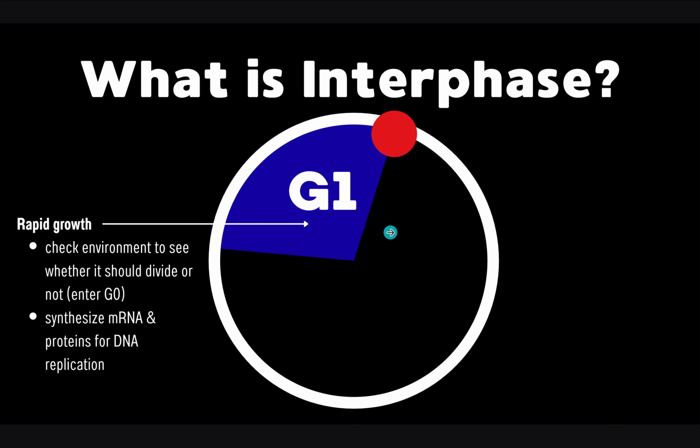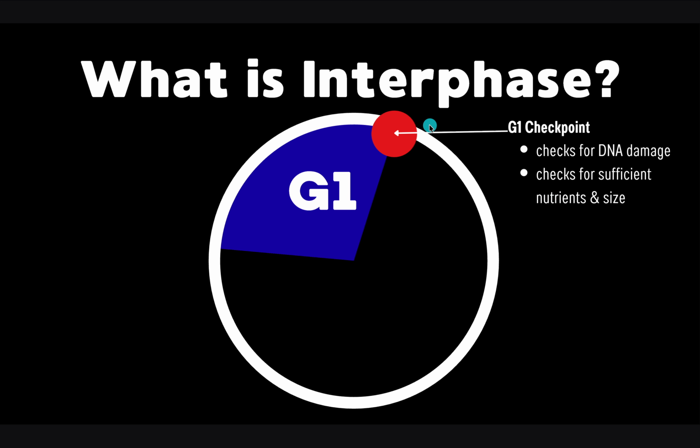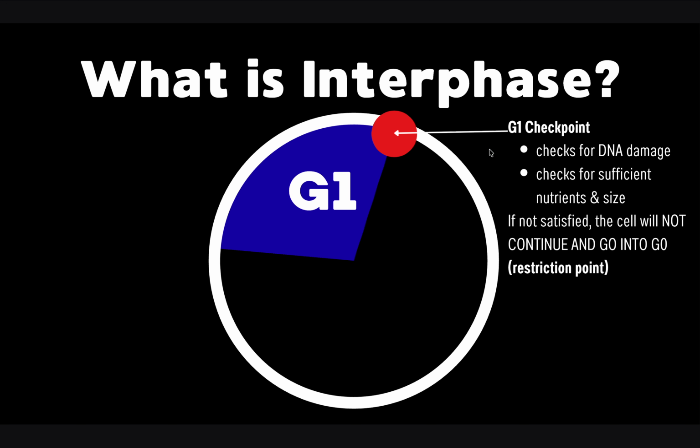Alright, so beginning with the G1 phase, the growth 1 phase. In the growth 1 phase, the cell is going to check its environment to see whether it should divide or not, and it's going to synthesize proteins for DNA replication. And if it does not pass this checkpoint over here, the G1 checkpoint where it checks for DNA damage and checks for sufficient nutrients, then it's going to go into G0 if it does not satisfy. So if it doesn't have enough nutrients to divide, then it's going to go into G0.